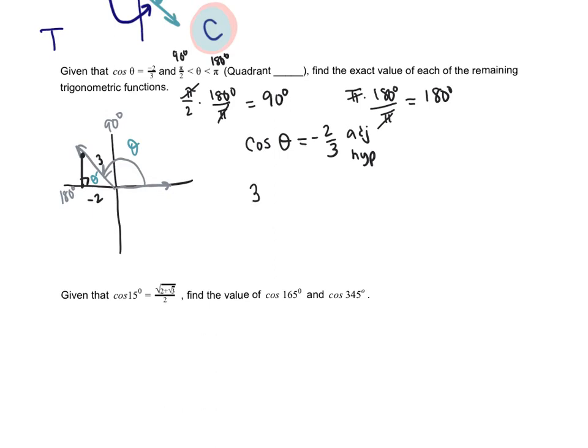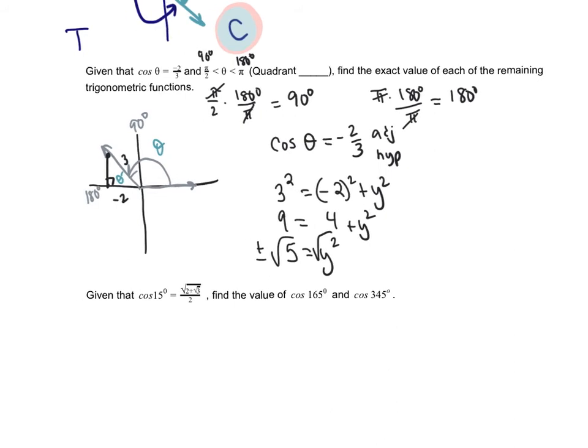Now when I do the Pythagorean theorem to find the other side, 3 squared equals negative 2 squared plus y squared. So that's 9 equals 4 plus y squared. I'll subtract 4, which gives me 5 equal to y squared. So y is equal to plus or minus the square root of 5. But in this case, since my y in this direction is going up, that's a positive y value, it's going to be positive square root of 5. Again, it's just based on the quadrants, and in quadrant 2, all the y's are positive.